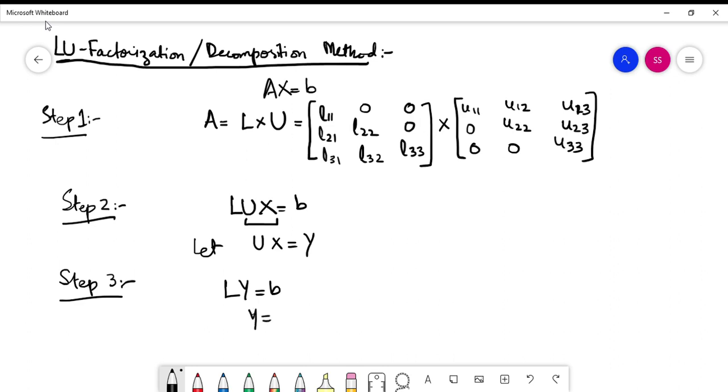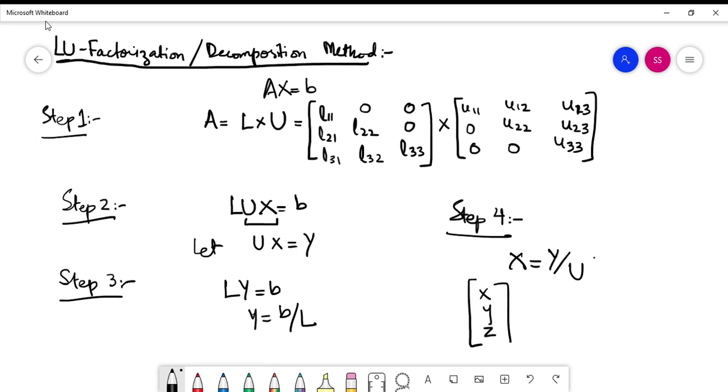So you solve for Y, which can be determined easily. Step number 4 is the last step: you replace this Y back into UX equals Y, and solve for X. That eventually solves the system and gives the solution set. If you have X, Y, Z, then it gives the values of X, Y, Z, or X1, X2, X3 for a 3 cross 3 system. We get the same solution as with the methods we have done before, Gauss elimination and Gauss-Jordan elimination.